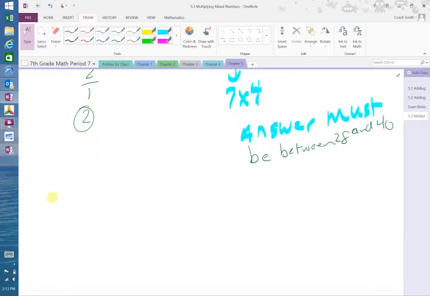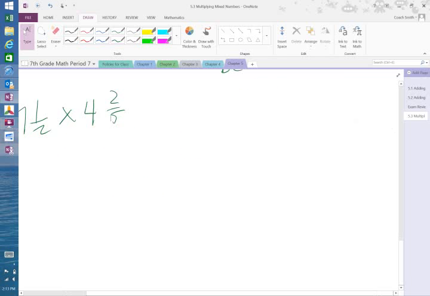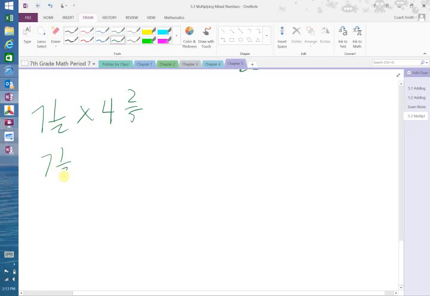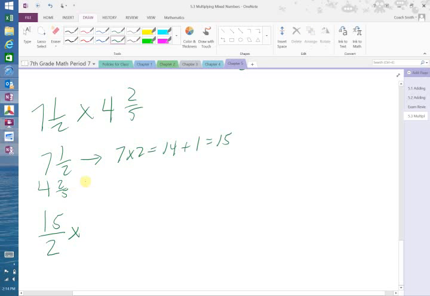So let me rewrite it down here. 7 1/2 times 4 2/5. 7 1/2, if I'm going to change it to an improper fraction, would be 7 times 2, which is 14. 14 plus 1, which is 15. So that is 15 over 2 times 4 2/5. If I'm going to convert it to an improper fraction, it would be 4 times 5, which is 20, plus 2, which is 22, and that would be 22 over 5.